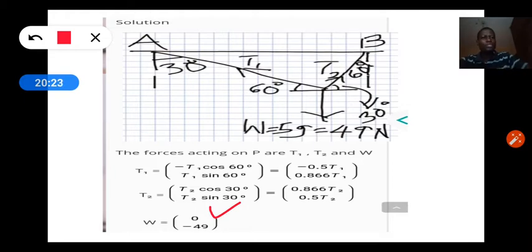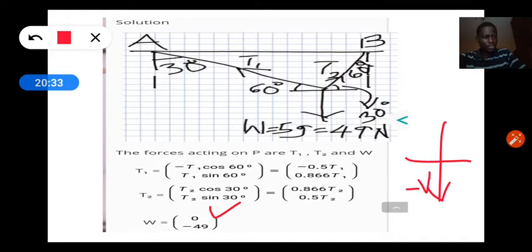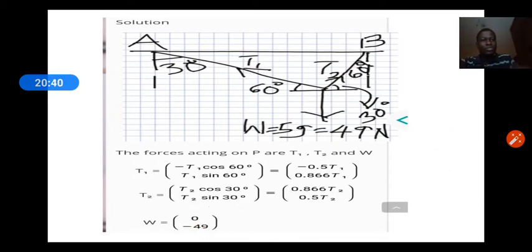Then my 49 that I have there, because it's towards the negative axis, look at it. This W is going down. That's negative. That's why we have minus, we added minus 49. Don't forget that minus is as a result of the direction of the force. So along the x-axis, W does not have effect. That's why you have 0. Along the horizontal axis, W has no effect. That's 0. Then along the y-axis, that's why we have minus 49.